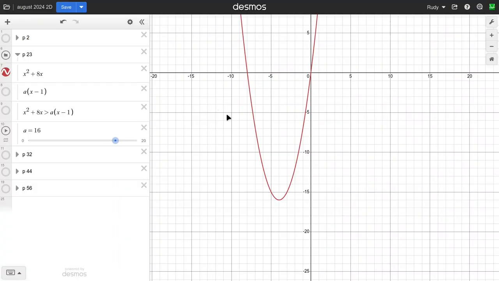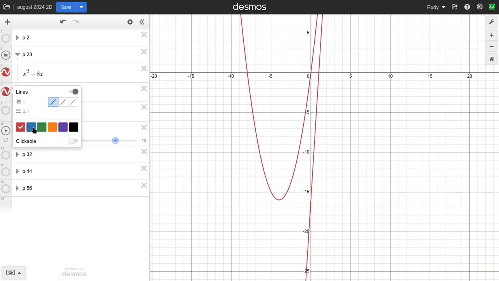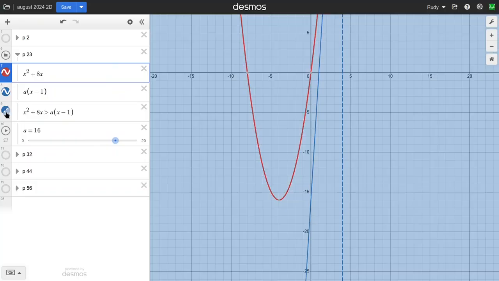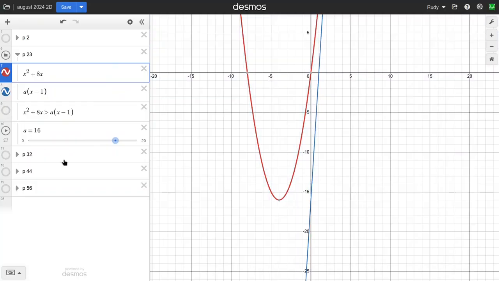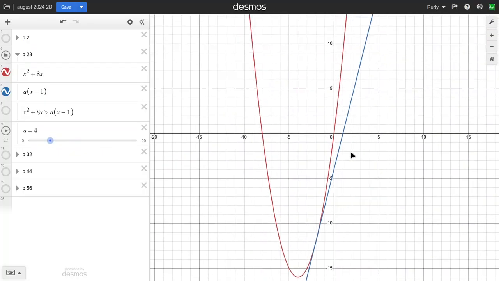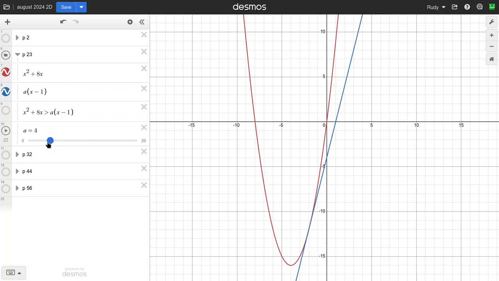So this is our parabola in Desmos. This is our line. Might give this another color, like blue. And this is the equals formula. But you can see, if I change this number, that the line indeed pivots around 1. And for a equals 4, you get just 1 point.